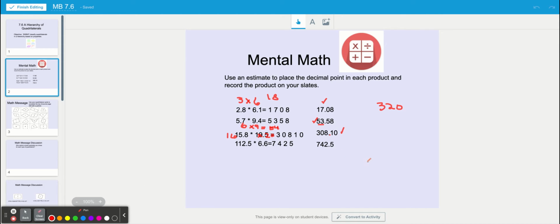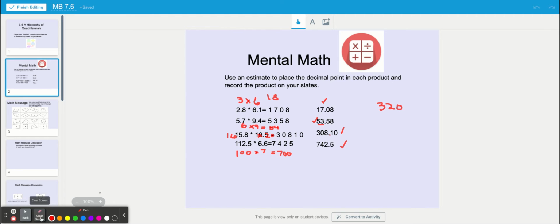And I bet anything this last one's going to check out. What do you think? 112.5, I'm going to round that to 100 just for this, times 7. That gives us 700. And what do you know? 742. Checks out with our estimation. Hopefully you found that they were all correct as well.